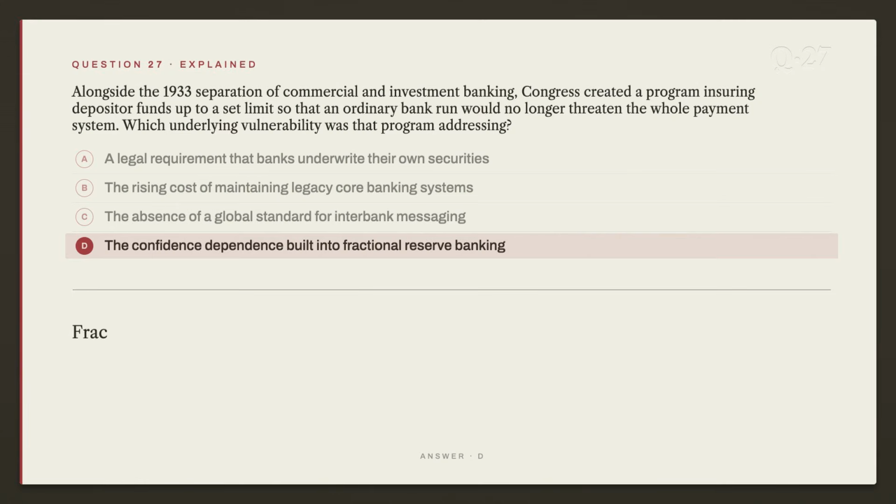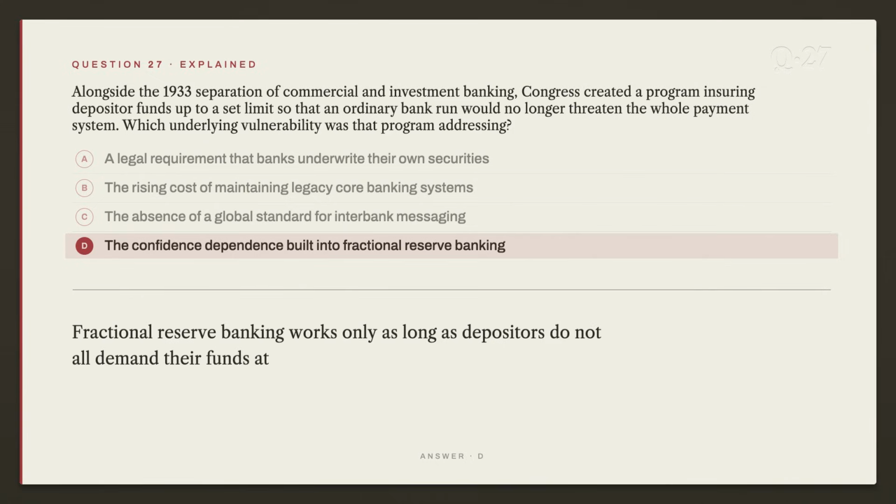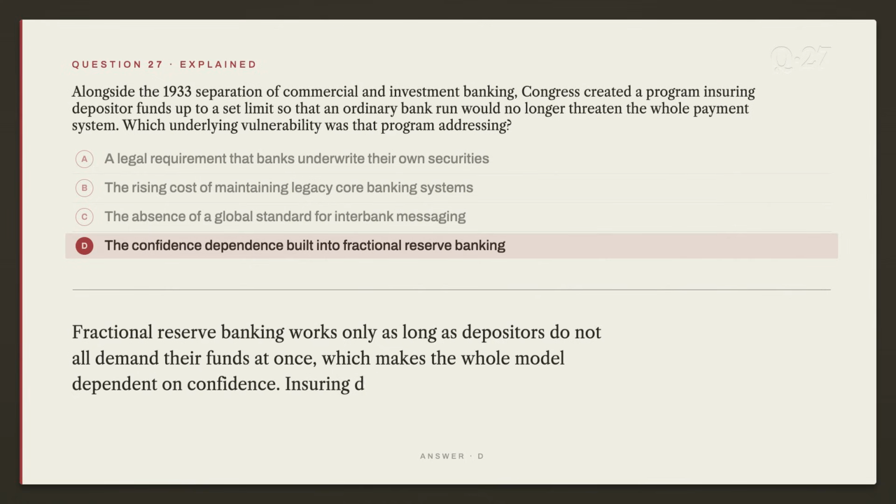D is correct because fractional reserve banking works only as long as depositors do not all demand their funds at once, which makes the whole model dependent on confidence. Insuring deposits up to a limit removes most depositors' reason to rush the doors, which diffuses an ordinary run before it can start. That is why deposit insurance and central banking developed alongside the fractional reserve model.